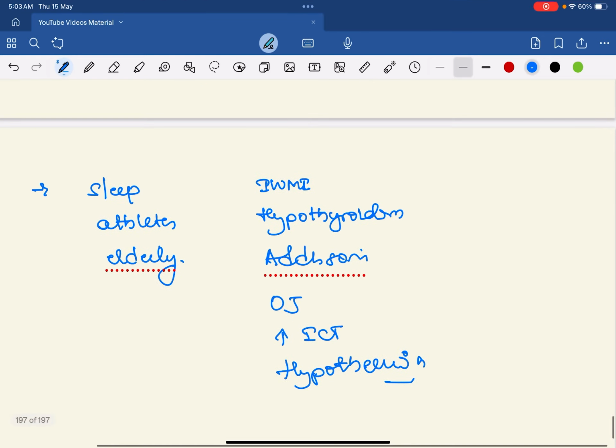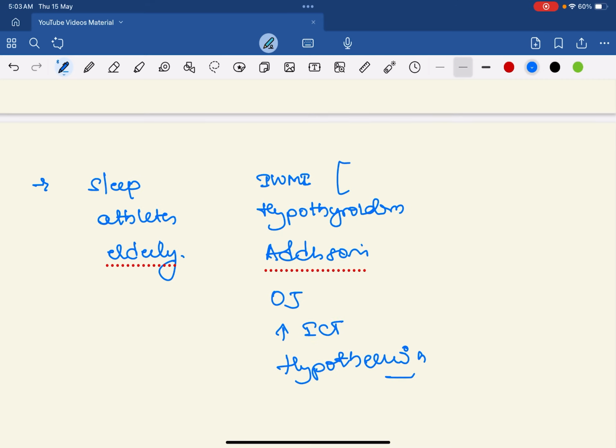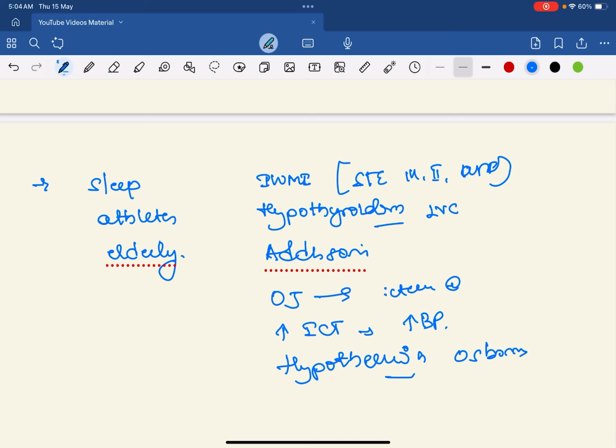Here I would like to give ECG clues to identify these causes. In inferior wall MI, there will be ST elevation in leads 2, 3 and aVF, that is, the inferior leads. In this ECG it is not there. In hypothyroidism, you will get low voltage complexes. In obstructive jaundice, clinically you will see icterus. In raised ICT, Cushing's reflex, there is high BP and irregular breathing. In hypothermia, Osborn waves will be there. So these are the clinical clues you have to identify whenever you get bradycardia.